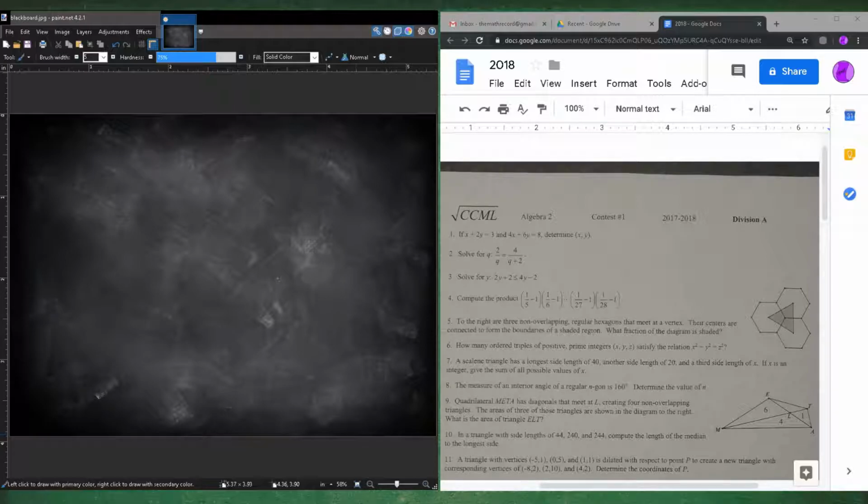Okay, number 4. Compute the product. 1 over 5 minus 1 times 1 over 6 minus 1, all the way up to 1 over 27 minus 1 and 1 over 28 minus 1. What I see is that there's a pattern. There's 1 over 5, 1 over 6, and then I'm guessing it's 1 over 7, 1 over 8, 1 over 9, etc. So it just adds 1 to the denominator every single time. And then you subtract 1 from that fraction, and then you keep multiplying.